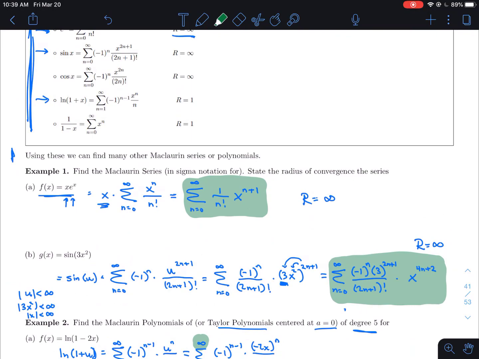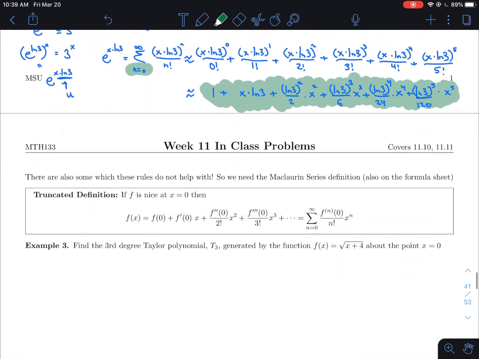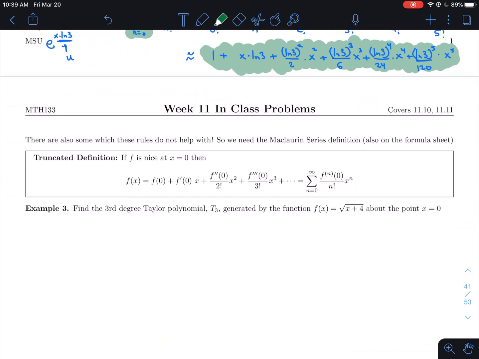Making things a little bit more difficult, we will have some that unfortunately these rules do not help us with. So there are some that these rules that we have on our formula sheet just don't help us with. And so we need the Maclaurin series general definition, right? So this is also on our formula sheet as well. The expanded view one isn't so much, but this bit over here where you actually have the sigma notation, that one's on there.